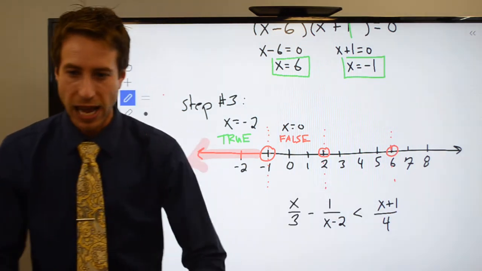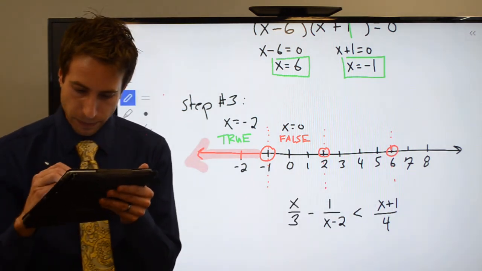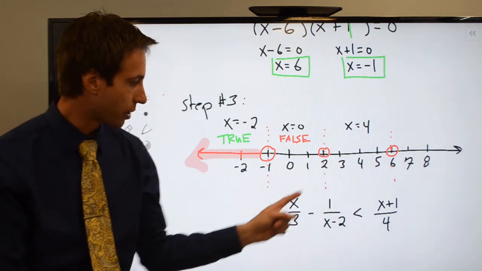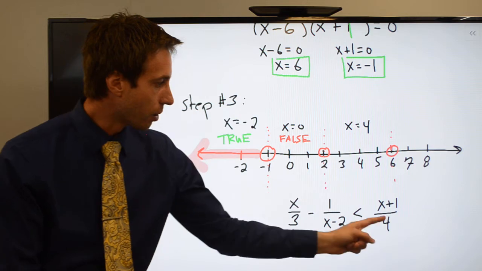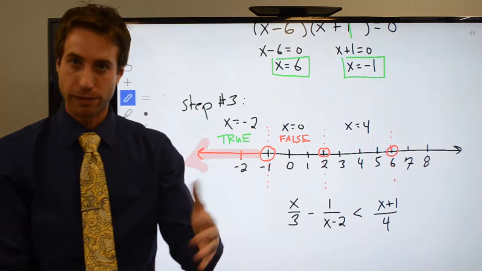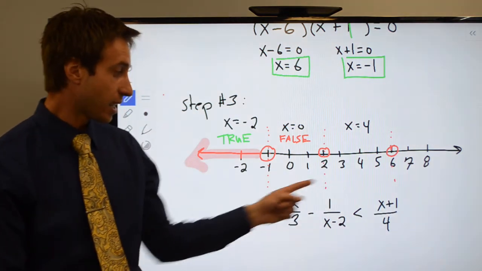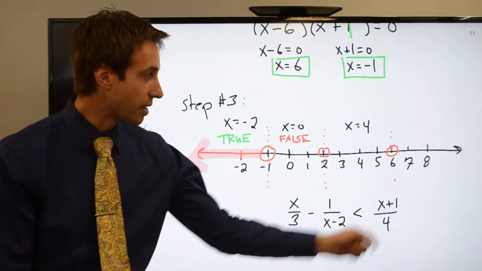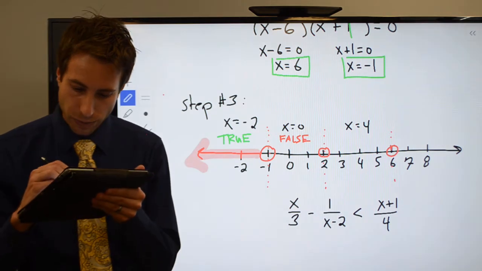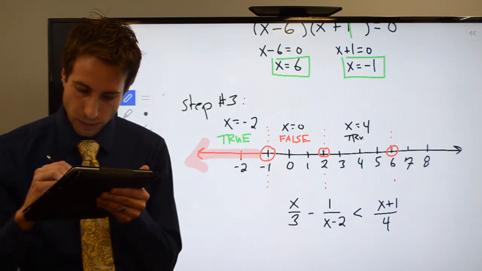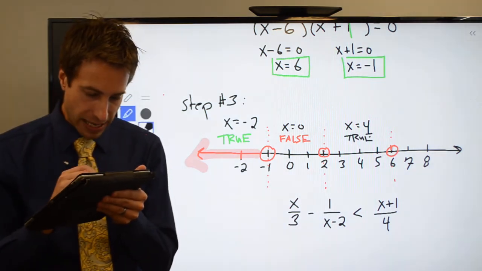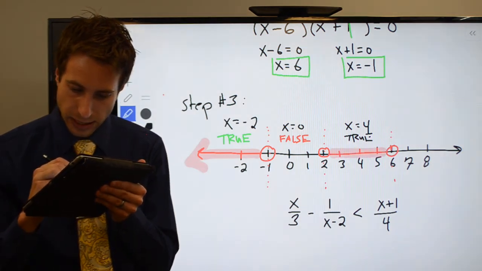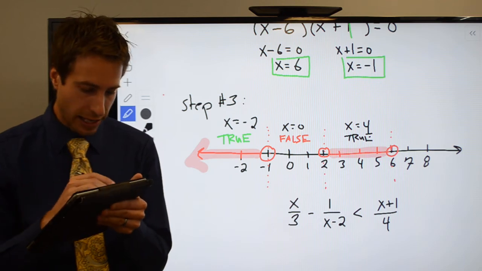All right, let's pick something else. I went with x equals 4. Okay, just drop it in there. Feel free to use a calculator. Plug in a 4. Go ahead, figure out what it is, and this winds up being a number less than this guy. So it is true. And so everybody in here is part of my domain from 2 to 6. Of course, 2 and 6 are not included.